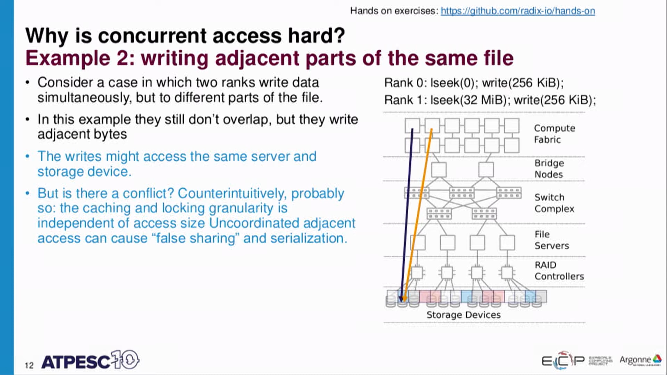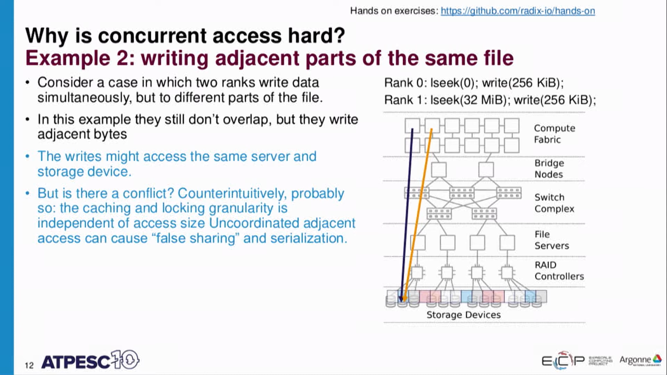It's not split up in 256 kilobyte increments. It's split up how the file system wanted to do it, probably much larger. But they're still not conflicting. They're going to the same place, but they're writing different bytes. But what will happen under the covers is this will be a conflict. The problem is that because the granularity is bigger, let's say the file system is operating in units of a megabyte or 4 megabytes, there's probably going to be false sharing.